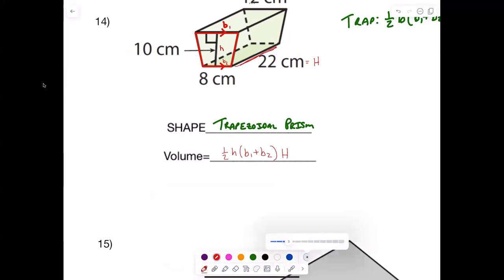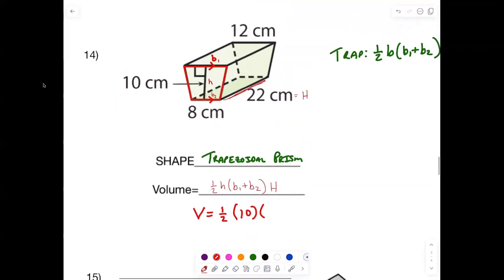I need the formula to have the numbers plugged in. So V equals 1/2. What's the height of the prism? 10. What are the two bases? 8 and 12. Thank you. And the height is what? Maybe 8. That's B2. Does it matter if you do 12 plus 8? No, it makes no difference.